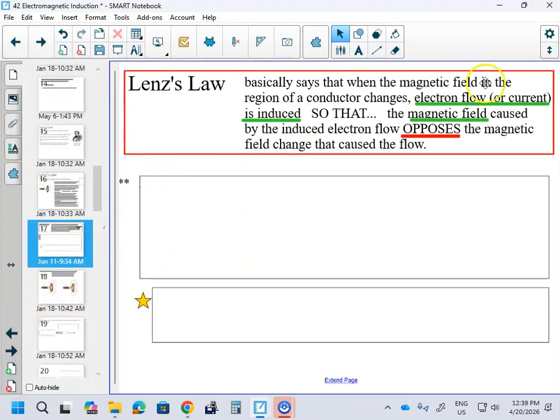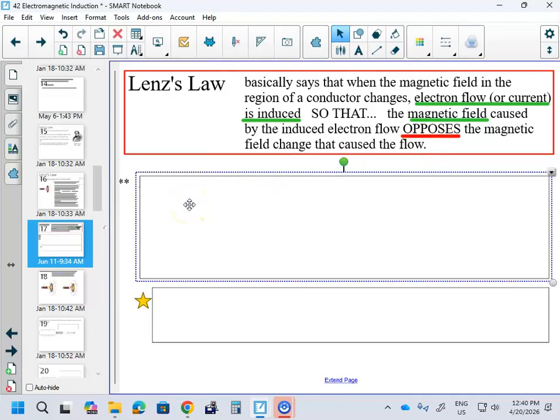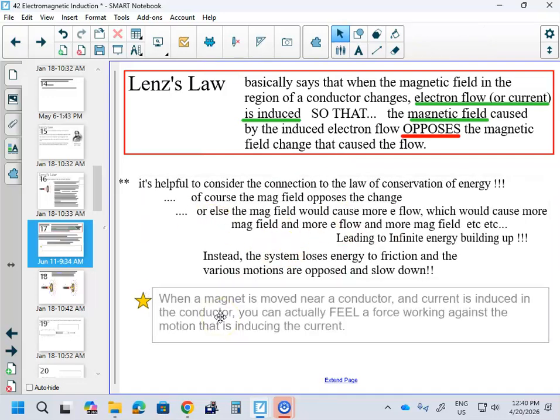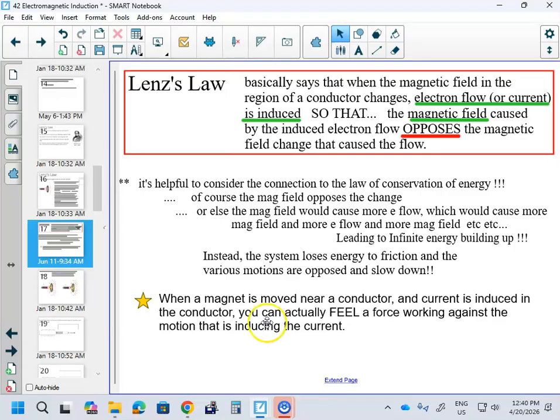So yeah, it just says that when the magnetic field in the region of a conductor changes, the electron flow that's induced is induced in such a direction that the magnetic field caused by the induced electron flow opposes the magnetic field that caused the induction in the first place. Okay. And as I said, it's really that energy is not building up and coming out of nothing, right?